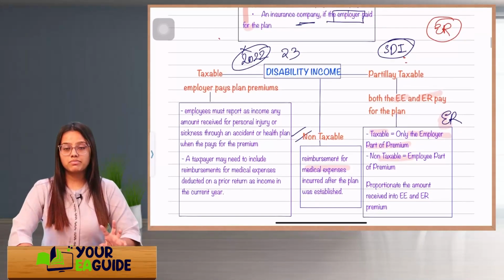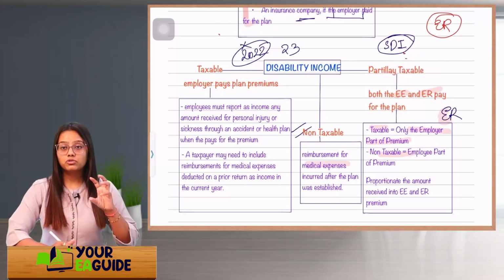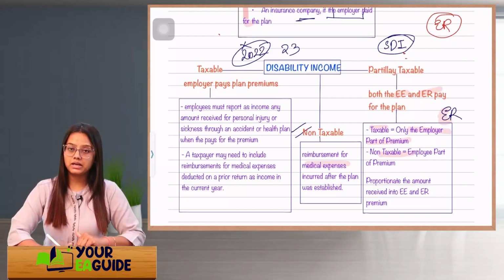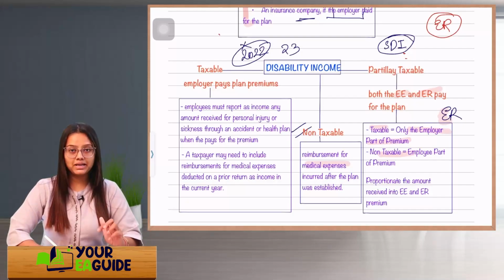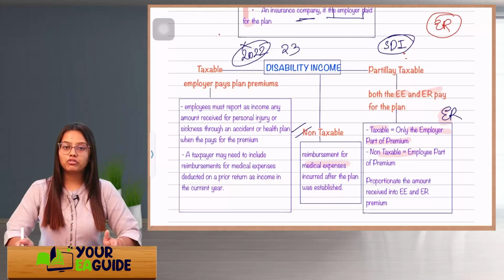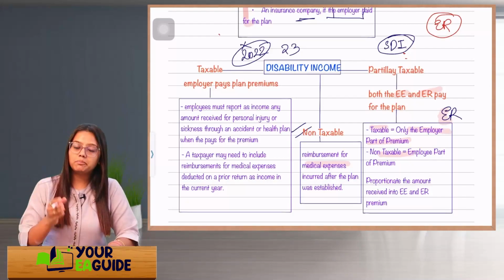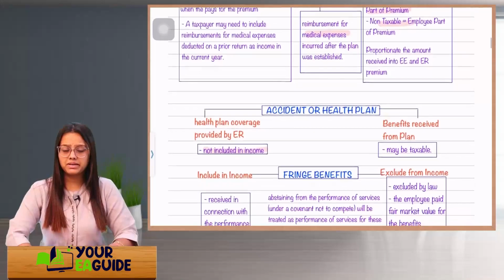Okay, so just remember, in disability income, if a person gets disabled, please make sure to check who was paying the premium for receiving that disability income. If the premium was wholly paid by the employer, it will be taxable. If it is paid by the employee, it will be non-taxable. If it is paid by the employee plus employer, you have to do the proportionate. How much cost did the employee incur, how much cost did the employer incur, and the proportionate amount will be allocated to both of them, right? So this is disability income.